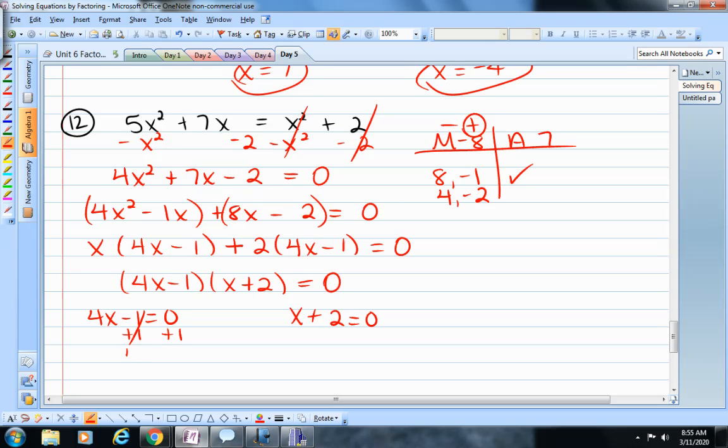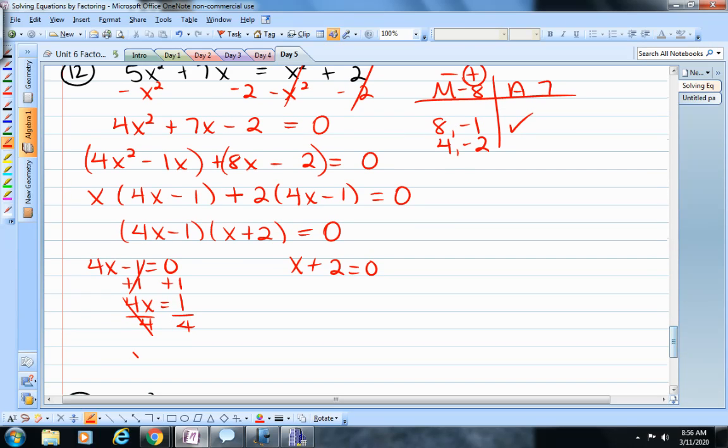1/4. Yep. I got room. I thought I was out of room. And then 2. X equals negative 2. So I got 1/4 and negative 2. Questions?